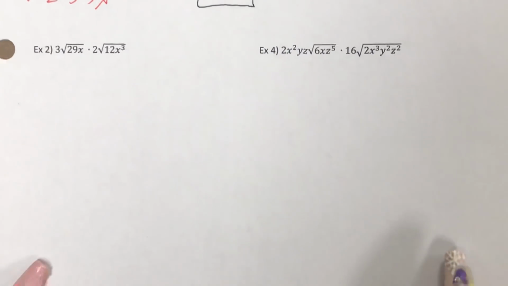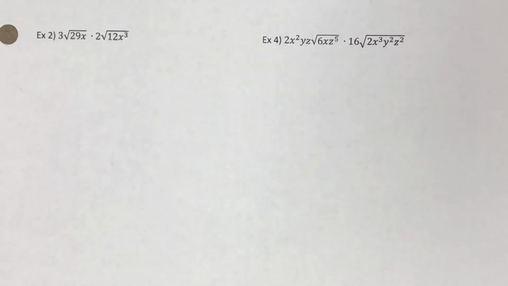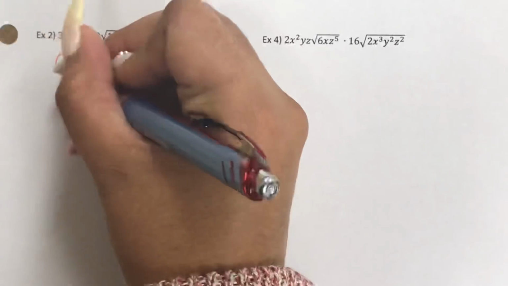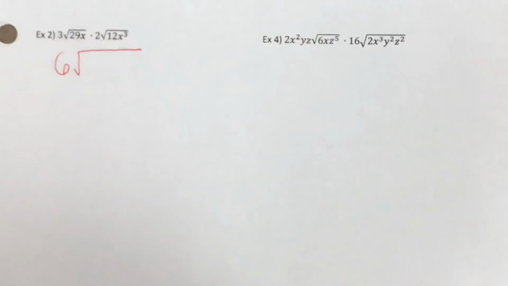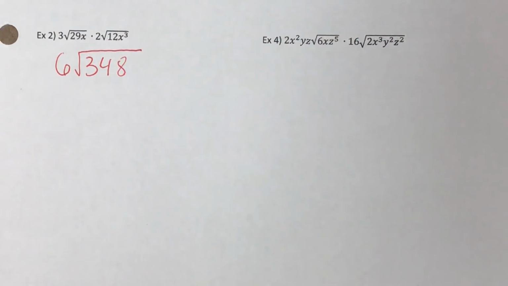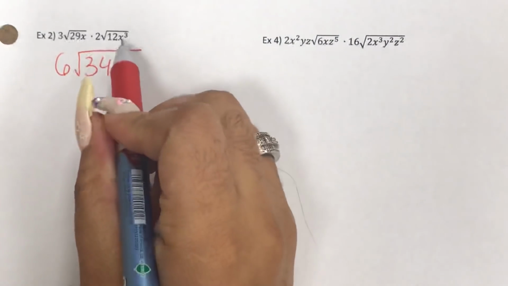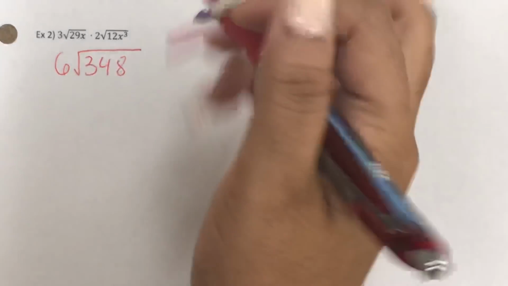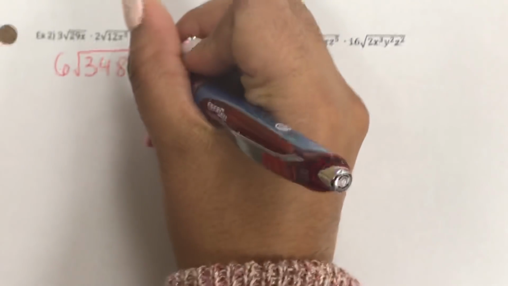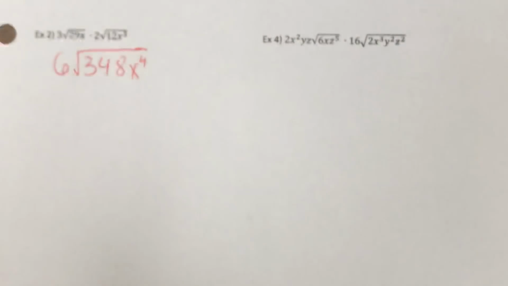Okay, example 2. We're going to multiply what's on the outside. So 3 times 2. And we're going to multiply what's on the inside. So 29 times 12, 348. And we're going to multiply the x's. X times x cubed. How many x's are being multiplied? There's 1 here, 3 here, so that's a total of 4 x's being multiplied.